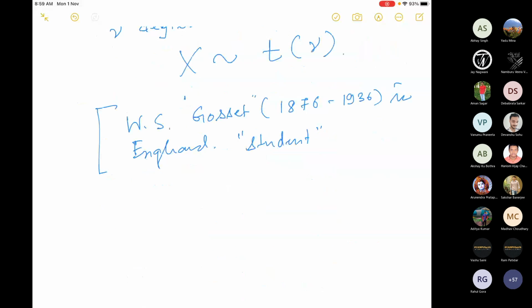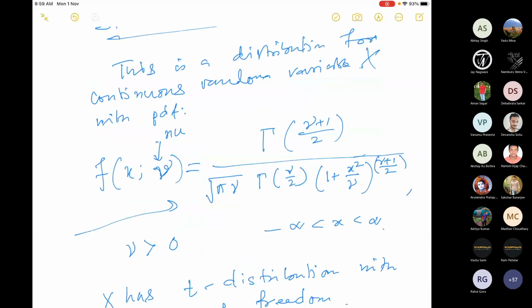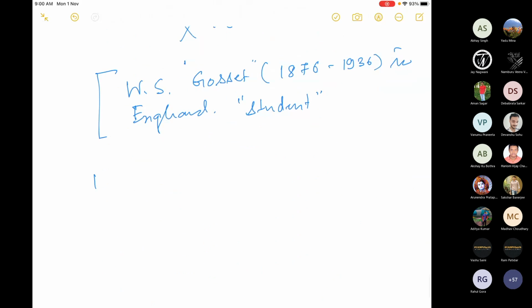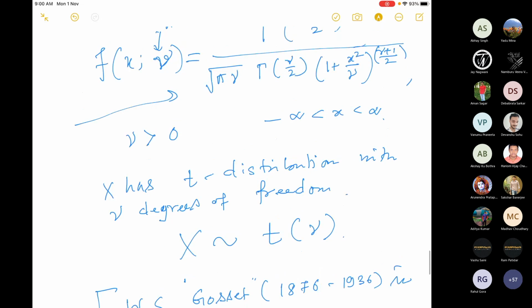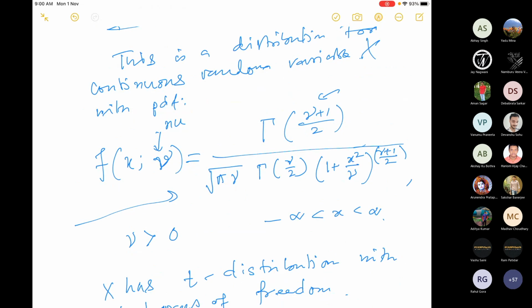Although this distribution is complicated, it can be shown that it is a generalization of Cauchy and normal. That means for some specific values of this nu, you can get the standard distributions which you already know. For example, if nu is equal to 1, what do you get? F of x, see, here it is gamma 1. What is the value of gamma 1 if you put nu equal to 1? What is gamma half? Here also gamma 1. It is just 1. Gamma of 1 equals 1, and here it is 1. So only root pi remains.